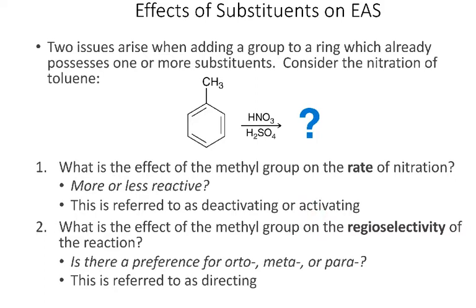The other thing that we need to consider is the effect of the substituent on the regiochemistry. So are we going to add the nitro group in the ortho, meta, or para position? This is referred to as the directing effects of the substituent. So in all of the next several videos, we're going to be considering the activating and deactivating effects of the substituent, and the directing effects of the substituent.